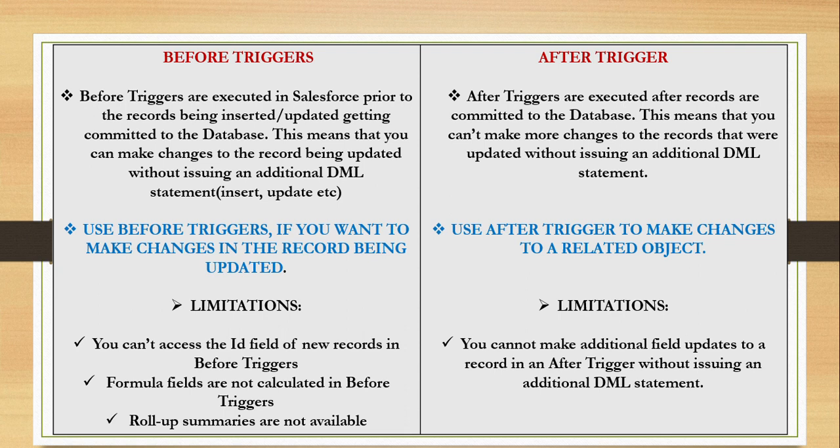What are the limitations of a before trigger? You can't access the ID field of new records in before triggers, and formula fields are not calculated in before triggers. Roll-up summaries are not available. And what are the limitations of an after trigger? You cannot make additional field updates to a record in an after trigger without issuing additional DML statements.